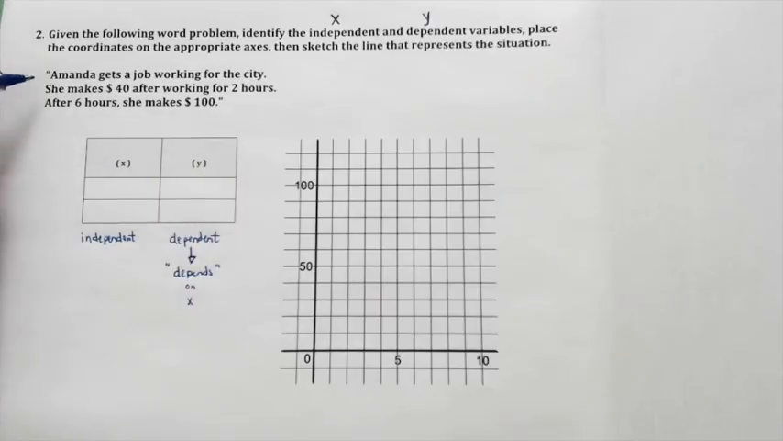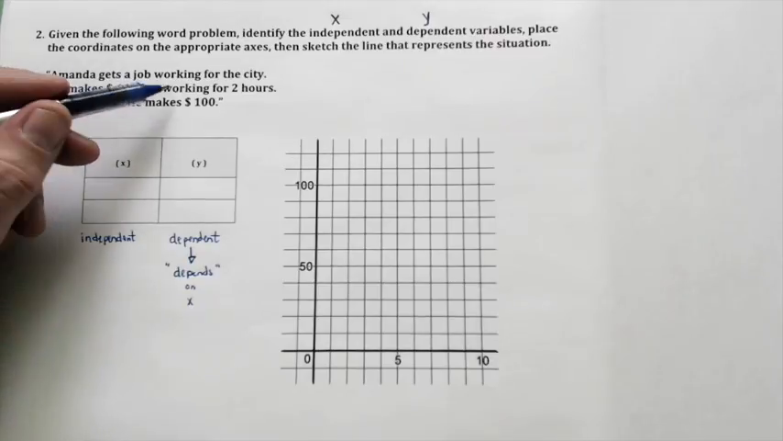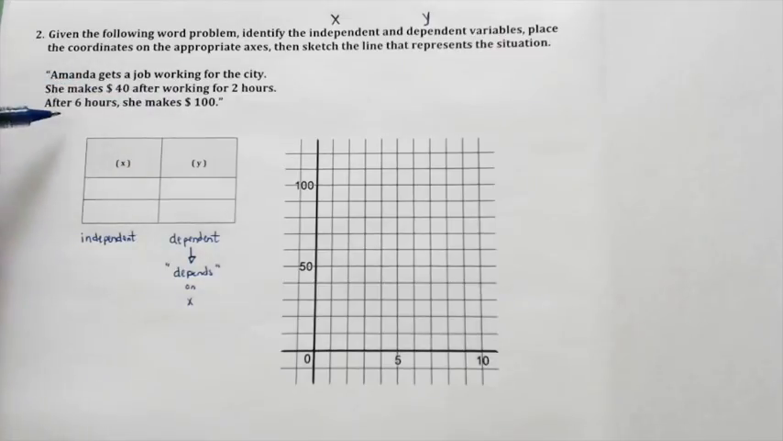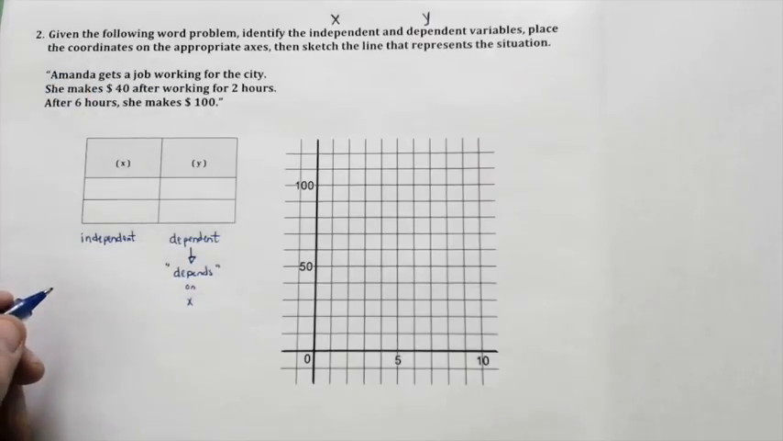So if we take a look at the example over here where we have Amanda who's working, and she has a job working for the city, and she makes $40 after working for 2 hours, and after 6 hours she makes $100. So I want you to be thinking about these two concepts here.